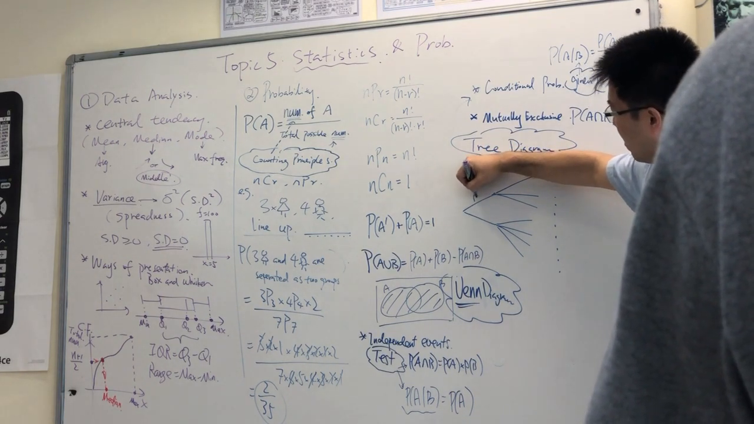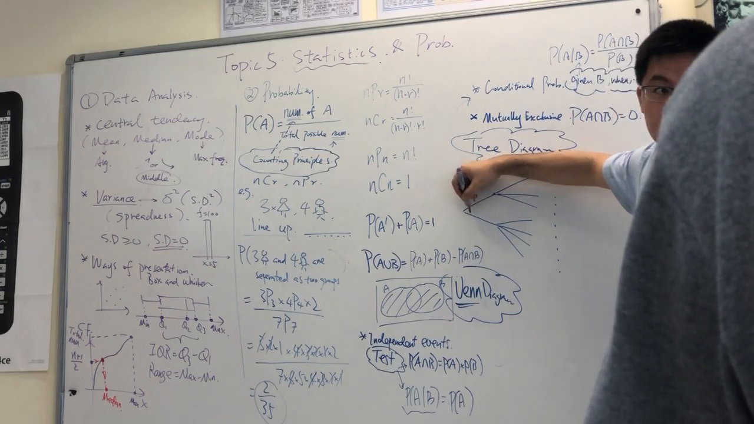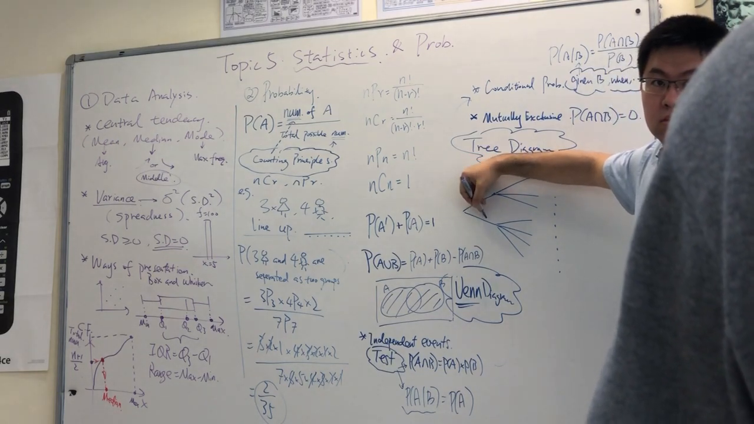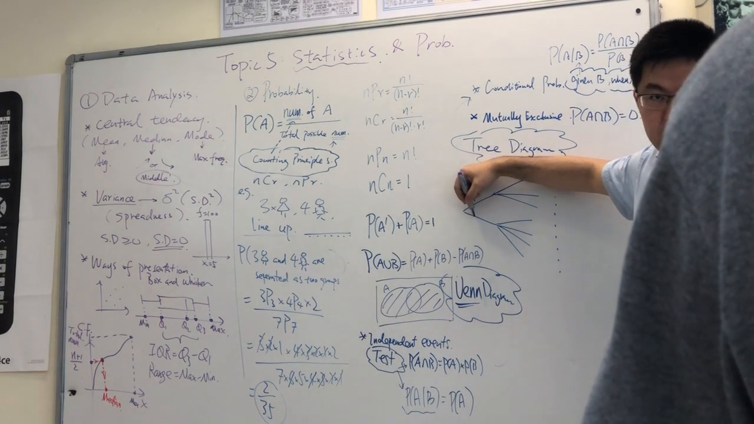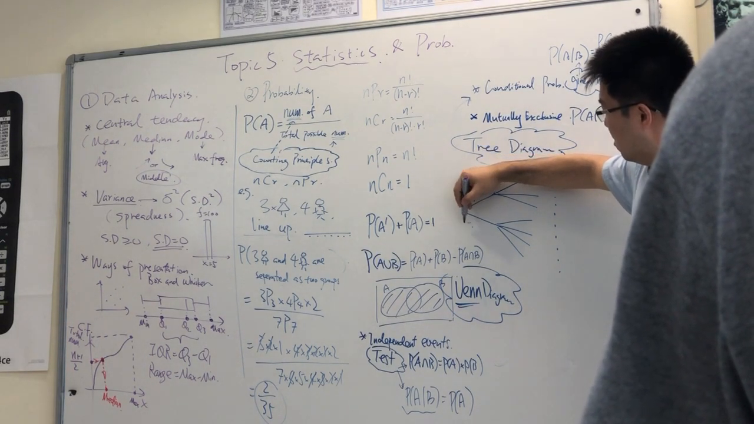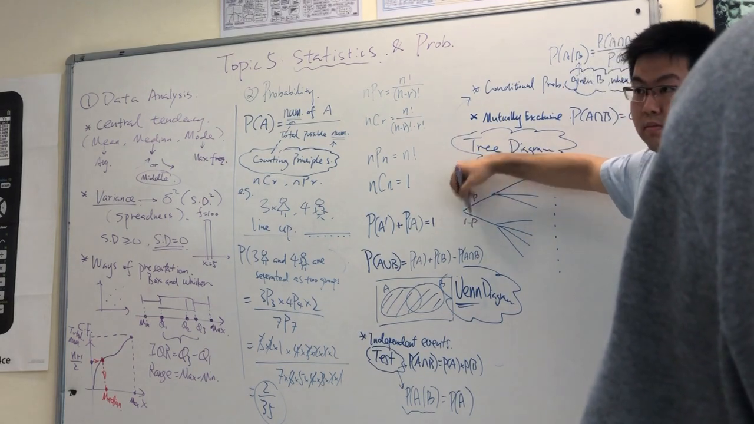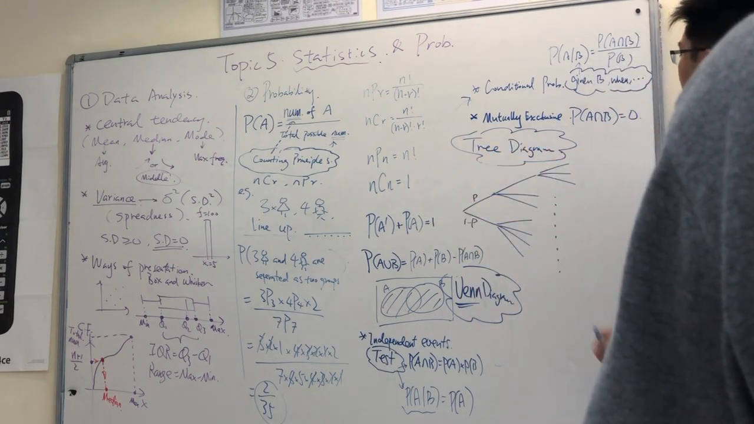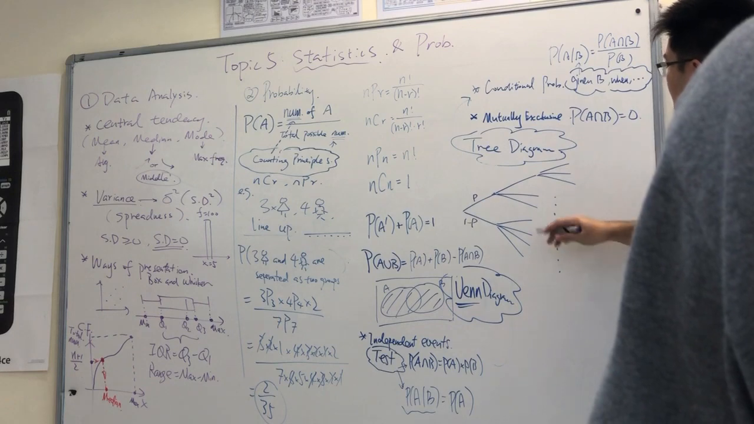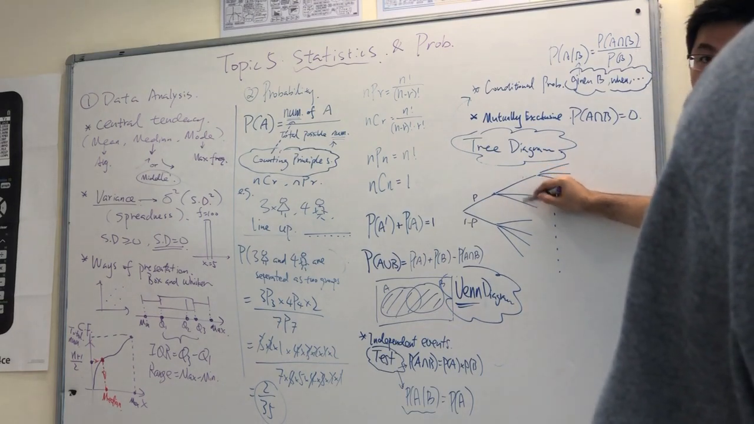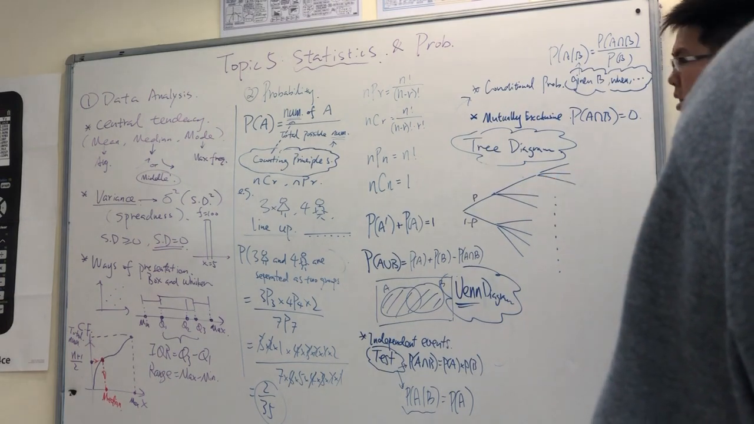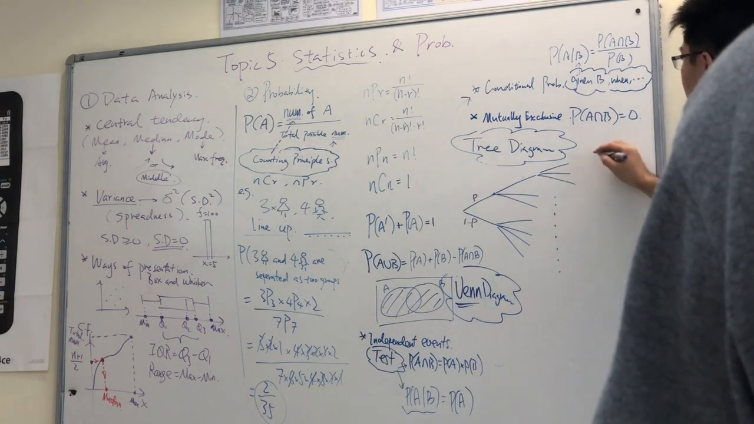Let's say if this one's probability is P, what's this one? 1 minus P. Right? And then, for example, if we have 3 of them, then the 3 probabilities add up together should equal to what? 1. Okay?